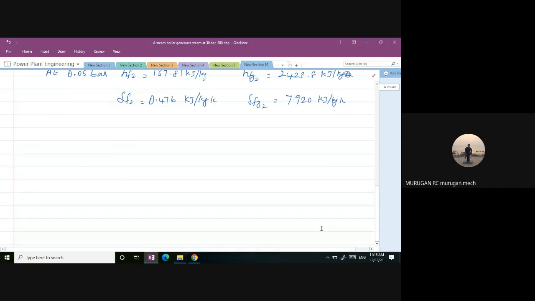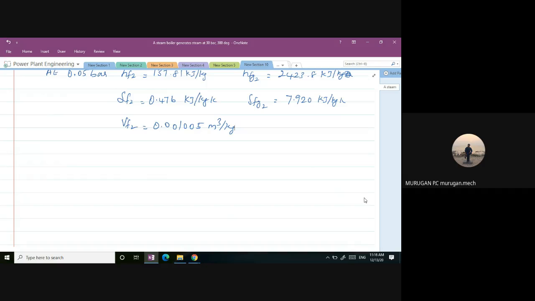Now we have to take the specific volume also. That is, specific volume Vf2 is given by 0.001005 meter cube per kg. So whenever you take the data, you have to write it along with the unit. Okay, the unit carries marks.